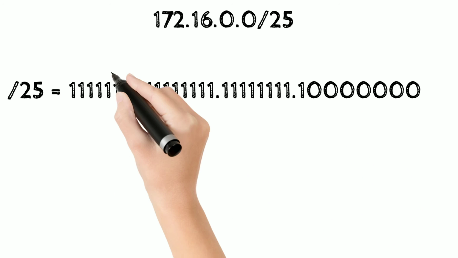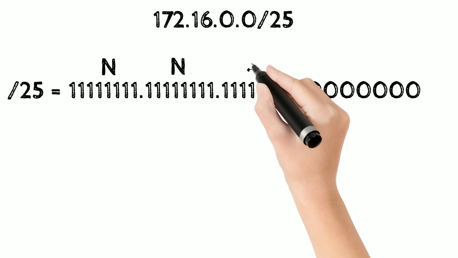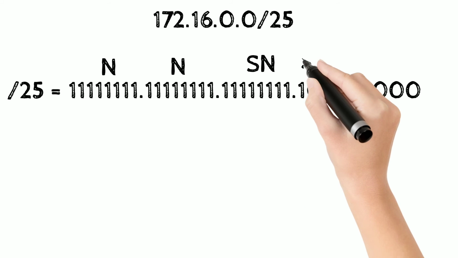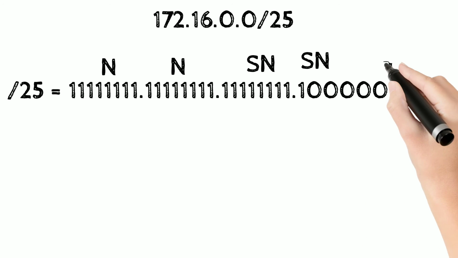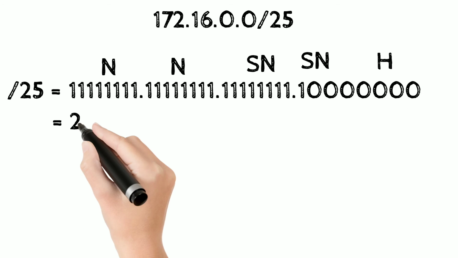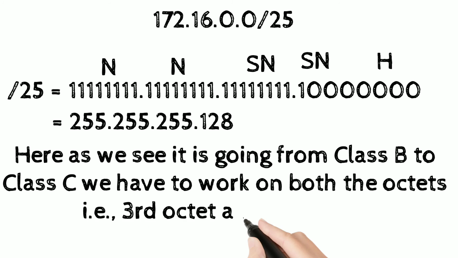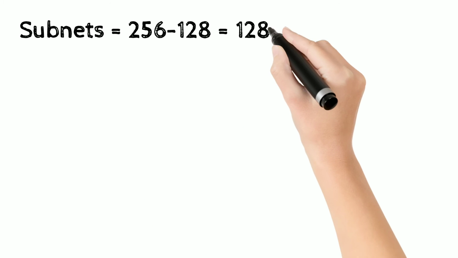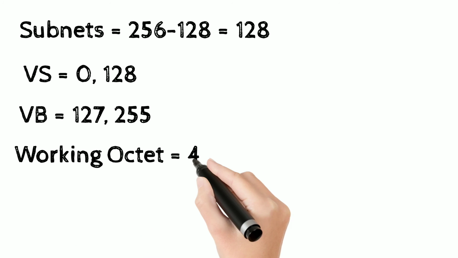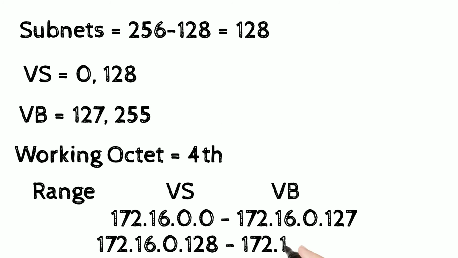After writing CIDR in 32-bit format, we see that it is going from class B to class C. We have to work on both the octets, that is third and the fourth octet. While working in the fourth octet, we found out range of subnet.